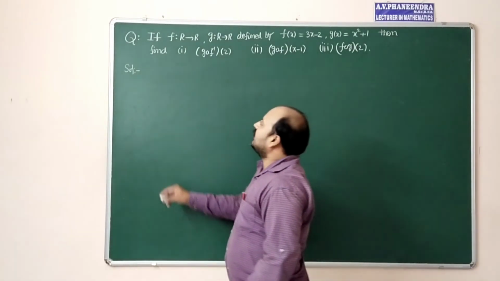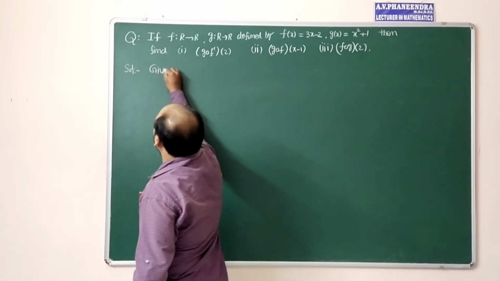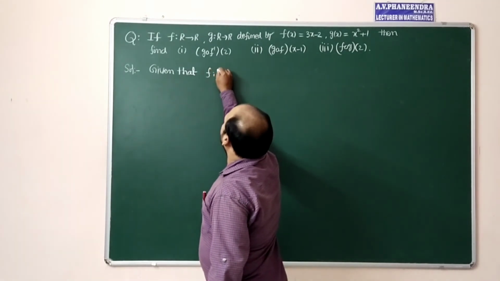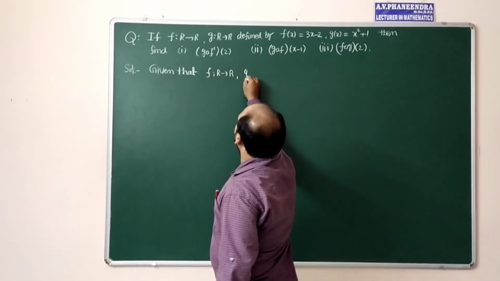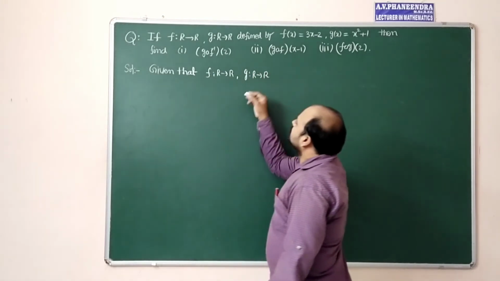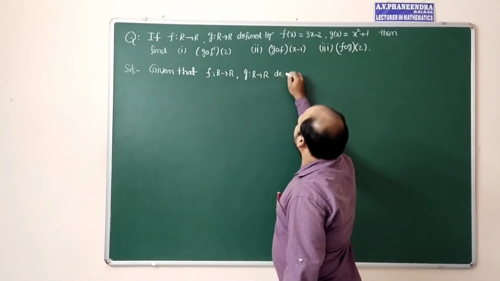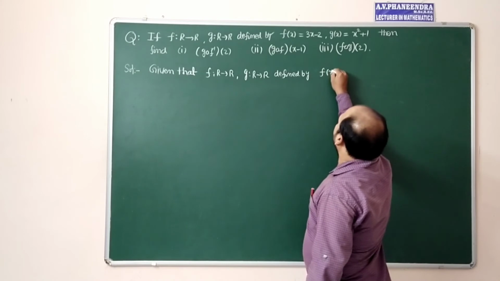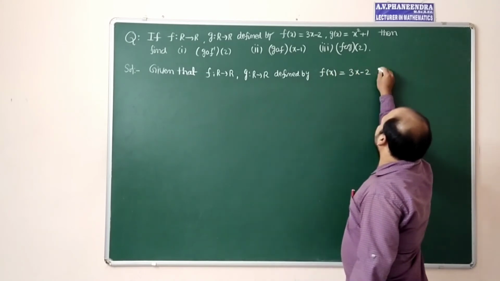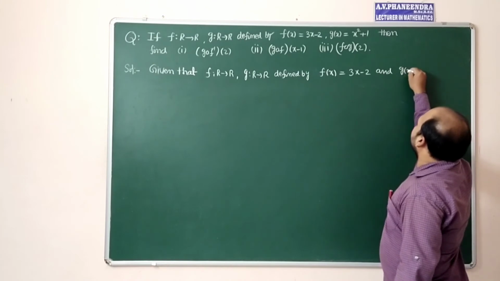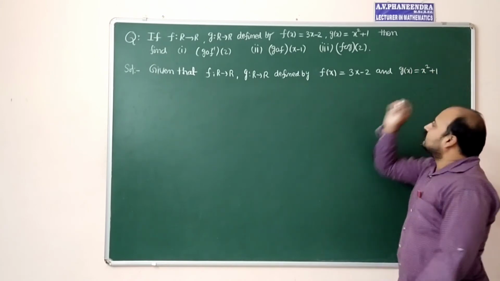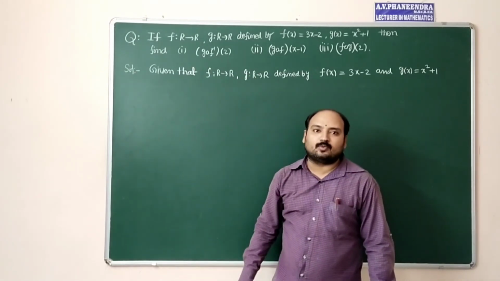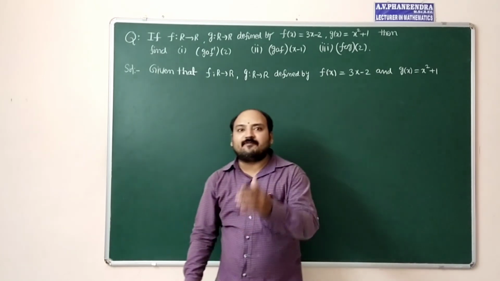First you have to write the given functions. Given that f from R to R, g from R to R, defined by the functions f of x equal to 3x minus 2 and g of x equal to x square plus 1. First you have to calculate g circle f inverse of 2, meaning g of f inverse of 2. So to get f inverse of 2, we need to calculate f inverse of x.